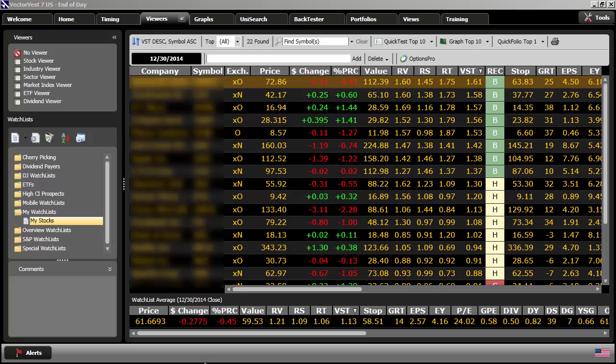But there's something even more important than a stock's current value. It's the stock's future value, or at least its potential future value. And we get that from the next indicator you see, relative value, RV for short.